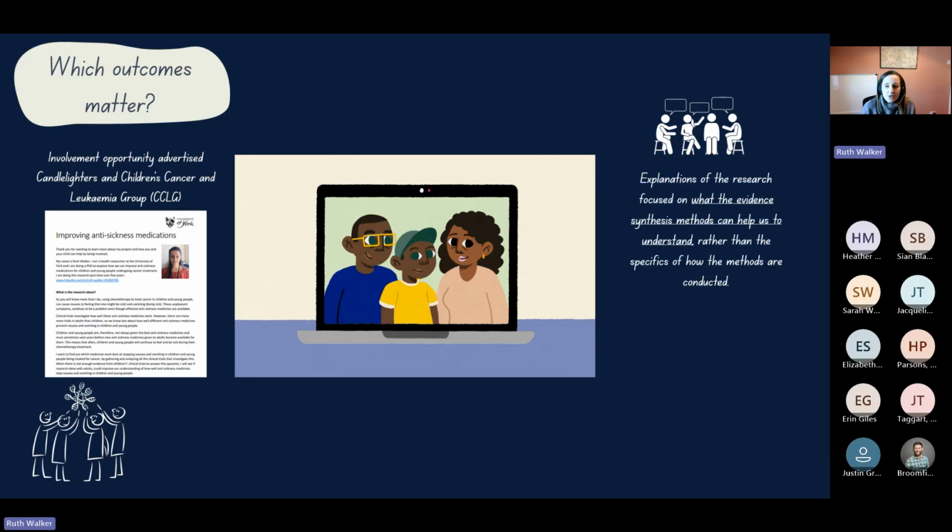Because this was an all adult group, we did a presentation to begin with on the project aims and methods. I tended to just focus more on the broad concepts of what the evidence synthesis methods help us understand rather than the specifics of how the methods are conducted. So sort of getting around explaining what is quite a statistically complex idea.